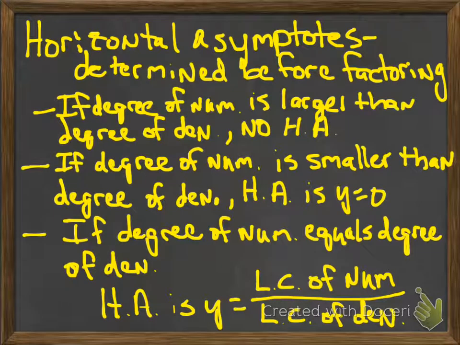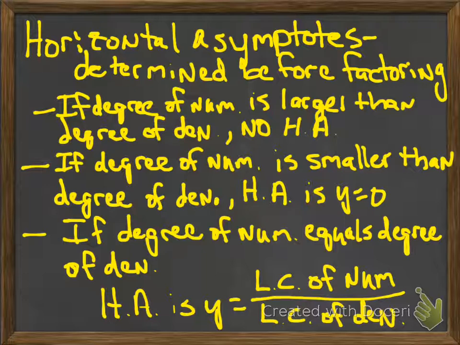Then there's something special for horizontal asymptotes. There are actually 3 possibilities for horizontal asymptotes, and so you need to make sure you have this on a note card. This is not something that's easy to remember. If the degree of the numerator, this is before you're factoring, is larger than the degree of the denominator, you have no horizontal asymptote.